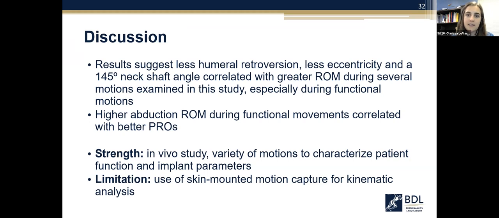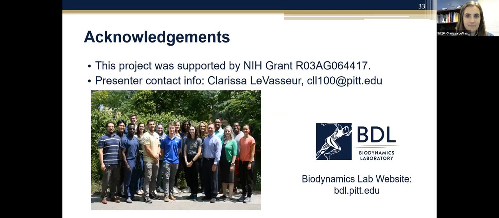A strength of the study is the variety of motions analyzed in vivo to better characterize patient function and implant parameters. However, a limitation is the use of the skin-mounted motion capture for kinematic analyses. Future work will examine these relationships using biplanar radiography to further characterize the scapular motion that occurs during these motions. Thank you for your time.